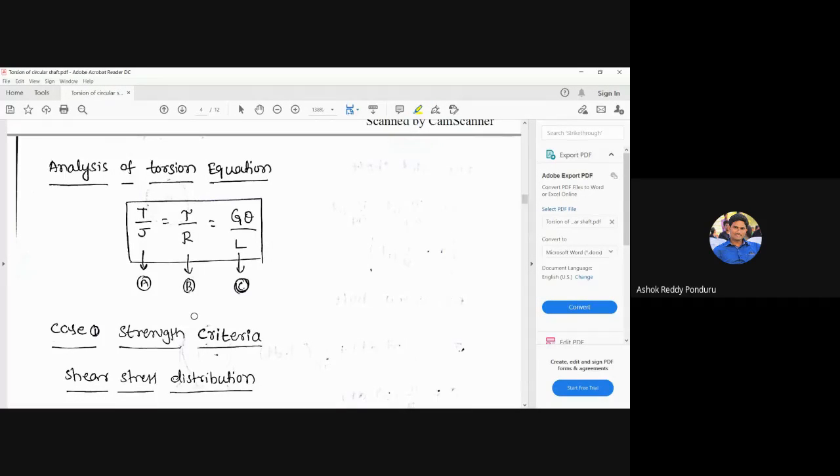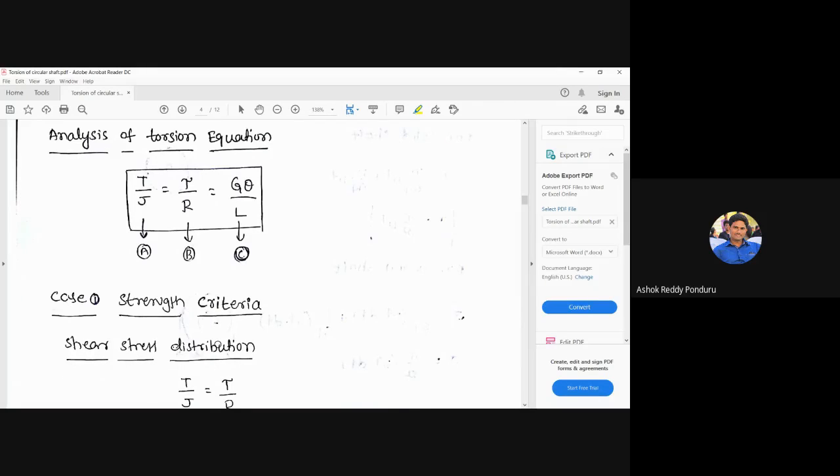Already I told that to design any member, we are going to consider some criteria. The first is the strength criteria, the second one is the stiffness criteria. First I am going to consider the strength criteria. In the strength criteria, we are going to calculate the stress. Now we are going to look at how to calculate the stress here.